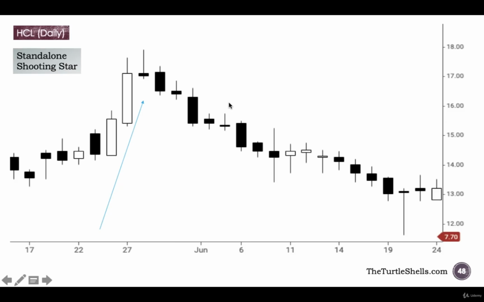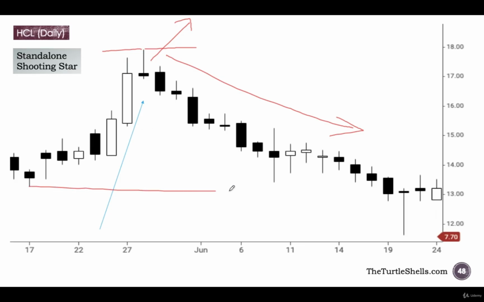It's a standalone shooting star. In this case, it has worked out, but do not take this trade without keeping your stop loss here. The price might as well keep going up because it is not confirming any prior resistance point. And in this case, our target was hit.